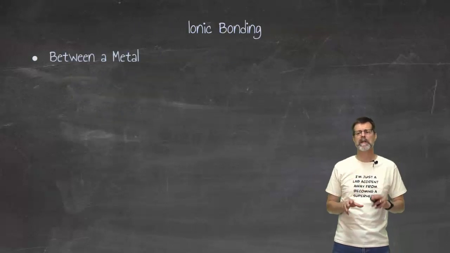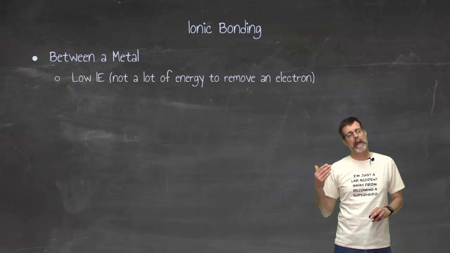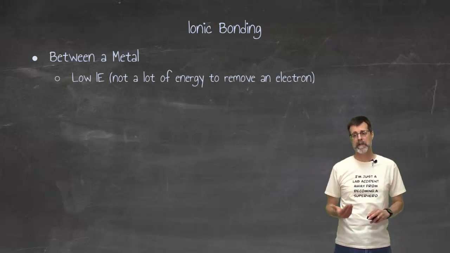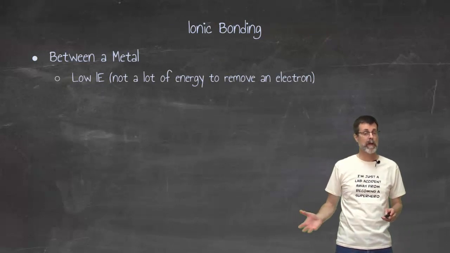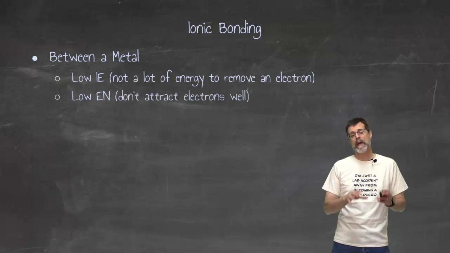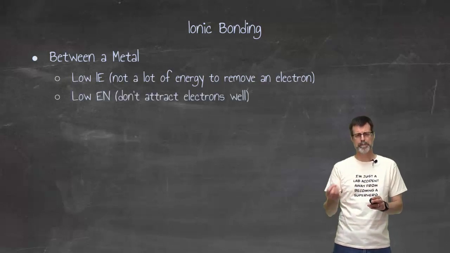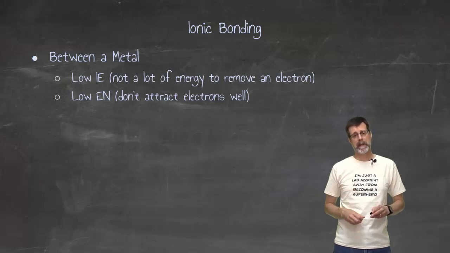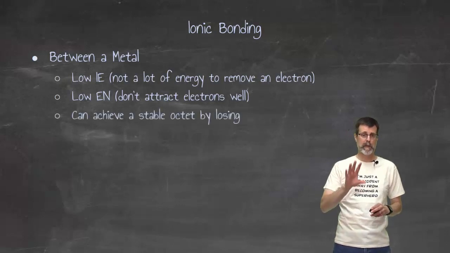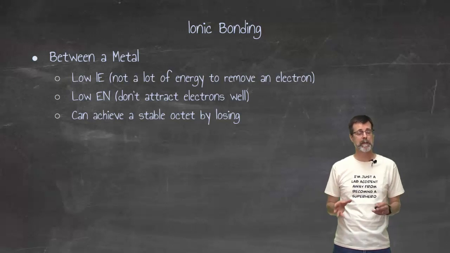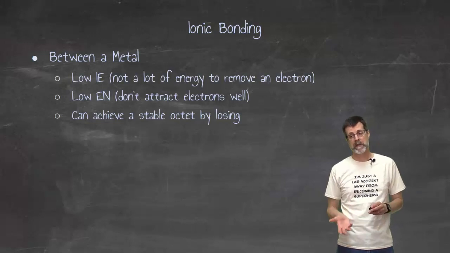So ionic bonding is going to be between a metal and a non-metal, where metals have a low ionization energy, which means it doesn't require a lot of energy to pull an electron away, and they will also have a lower electronegativity. And then we can get that stable octet, if that's going to be our helpful pattern, by losing electrons.